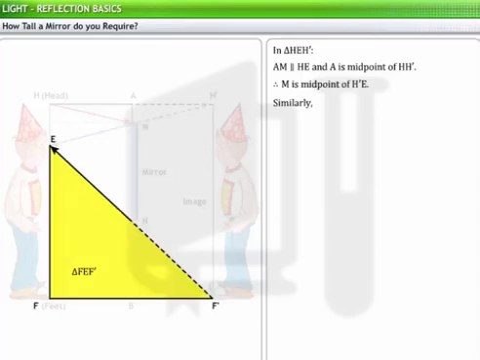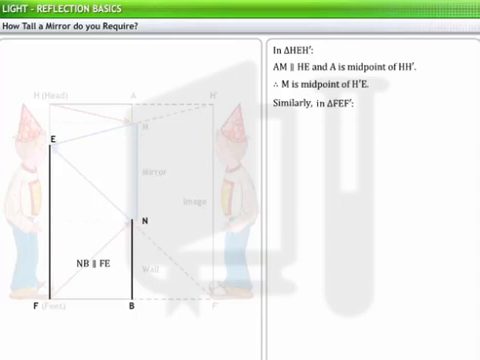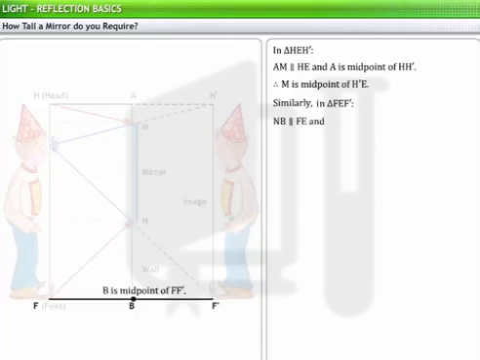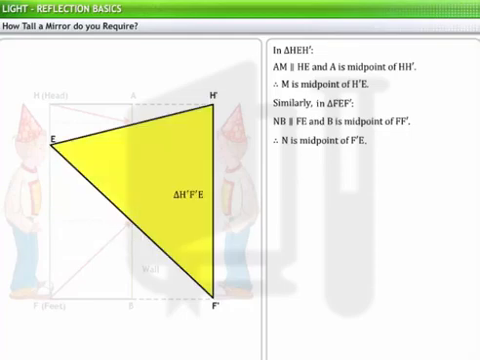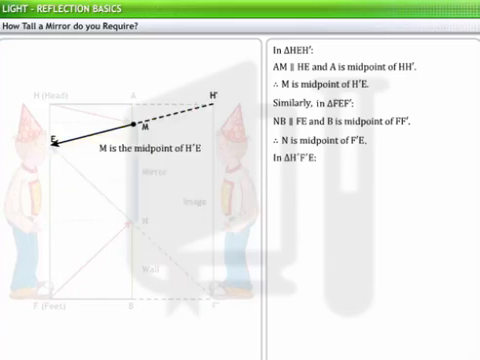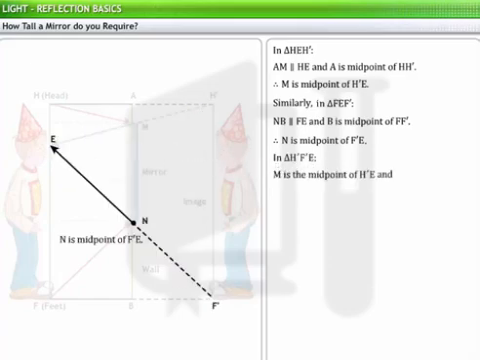Similarly, in triangle FEF', NB is parallel to FE, and B is the midpoint of FF'. Therefore, N is the midpoint of F'E. Now in triangle H'F'E, M is the midpoint of H'E, and N is the midpoint of F'E.